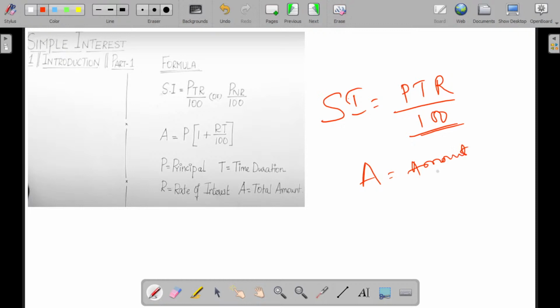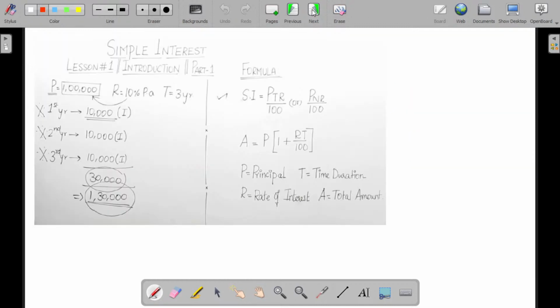How can we calculate the amount? Amount means total principal plus interest. So amount equals P into 1 plus R into T by 100. That is the amount. Now, how do you calculate the simple interest?